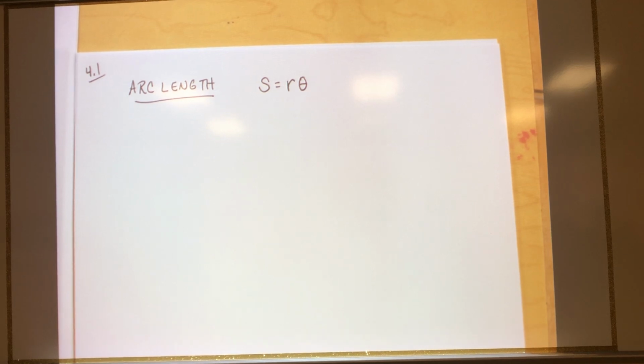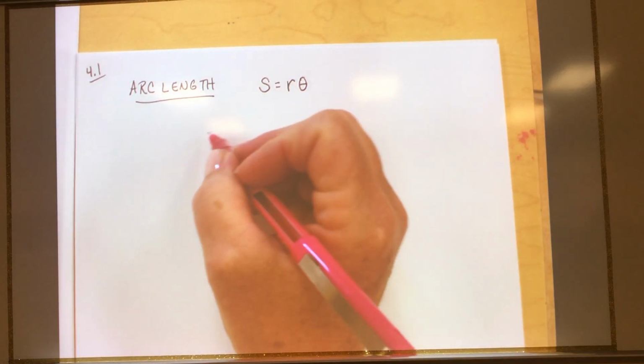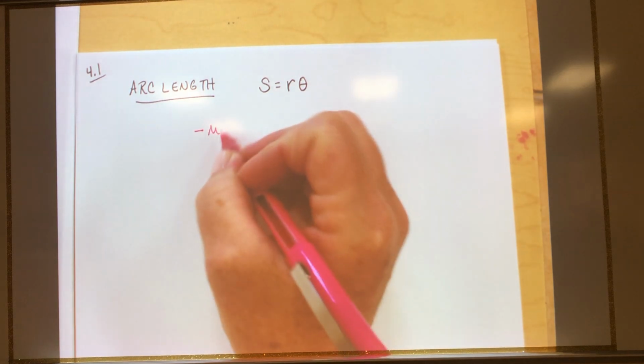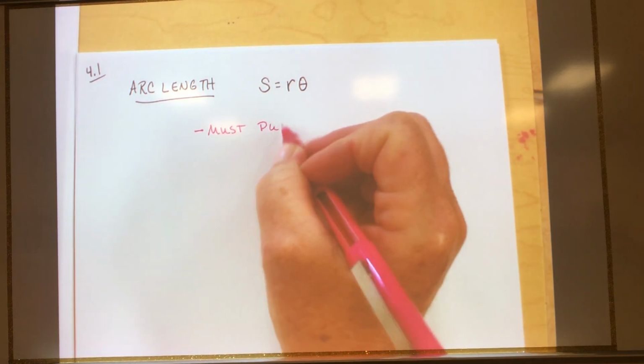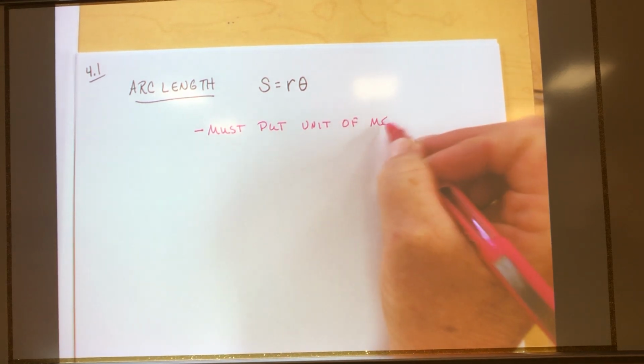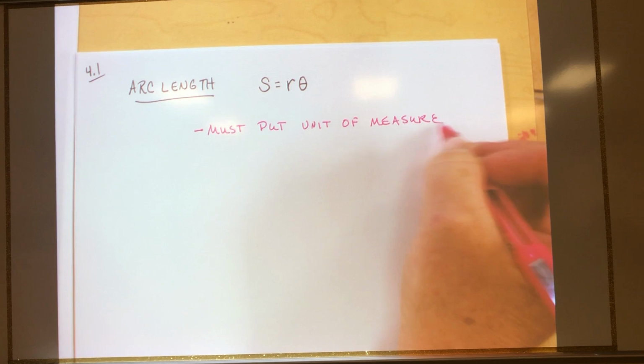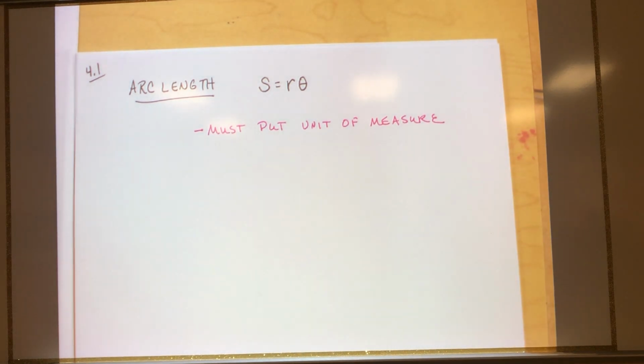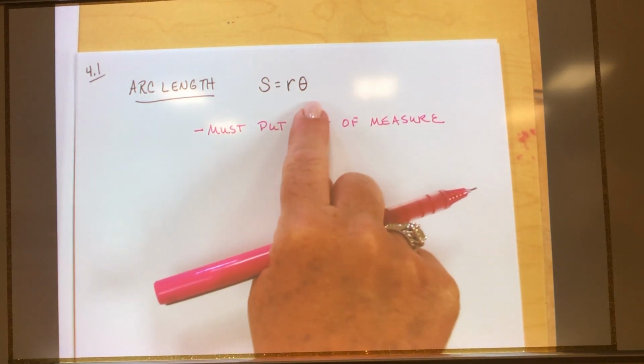Okay, so a couple of things. The very first thing is you must put the unit of measure. All right, so if we're in feet, you're going to put feet. If we're in inches, you're going to put inches. If we do degrees, you'll put a degree. If it's in radians, what? Yeah, there will be nothing. So if you write something without a unit of measure on it, I'm going to assume that you think it's radians. Okay? So let's talk about what all these variables stand for.